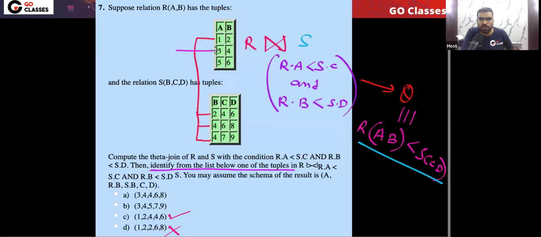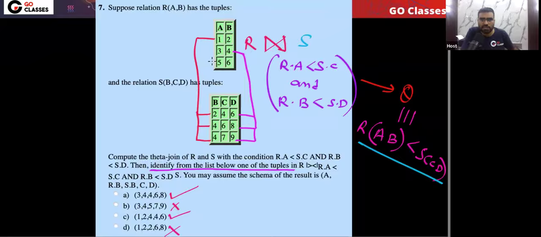What about this tuple 3 4? This will pair with whom? Remember, 3 4 should be less than 4 6. Yes, that is correct. RA should be less than SC and RB should be less than SD. So 3 4 is less than this, which is correct. 3 4 will pair with this tuple, and also this tuple: 3 4 4 6 8. That is correct. What about 3 4 5 7 9? No, this is not correct.